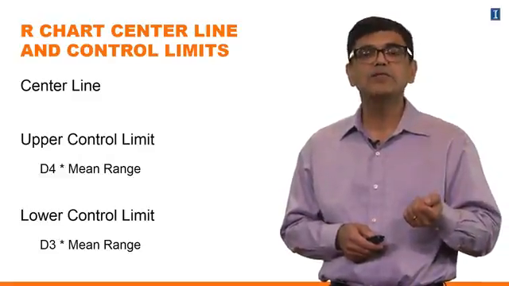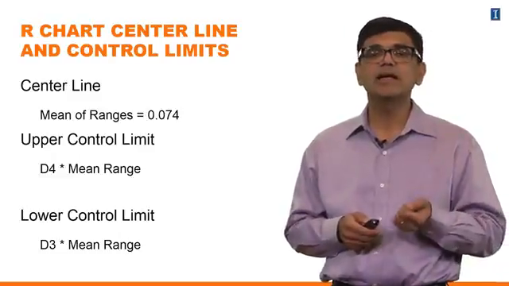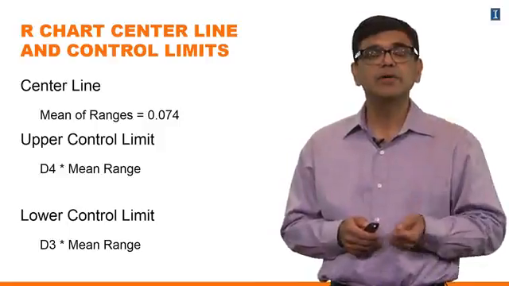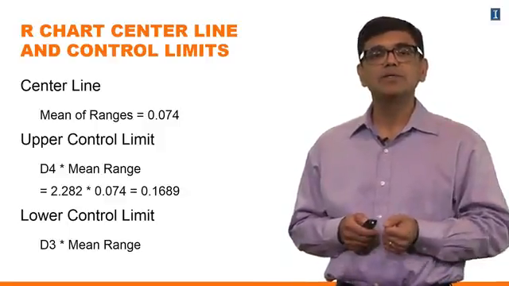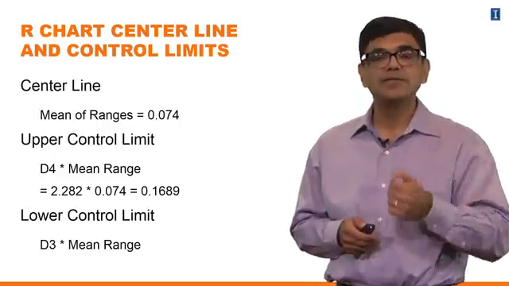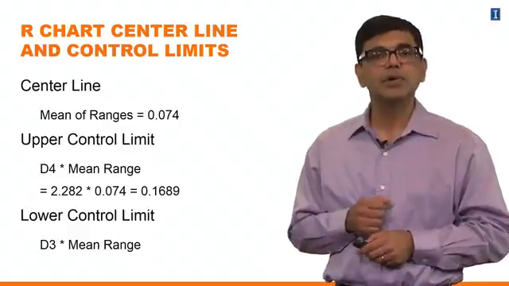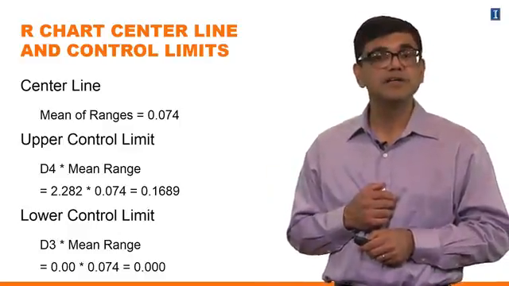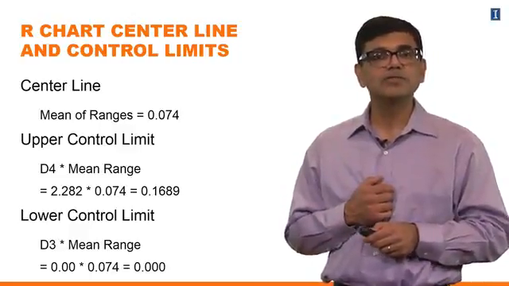The center line for the range chart is based on the mean of the ranges. We already got that earlier as 0.074 from that table that we had. The upper control limit is going to take that 0.074 multiplied by the 2.282 multiplier that you saw on the chart on the previous slide. So upper control limit is 0.1689. Lower control limit based on a multiplier of 0 is going to be 0. Right? So we get the upper and lower control limits for the R chart.